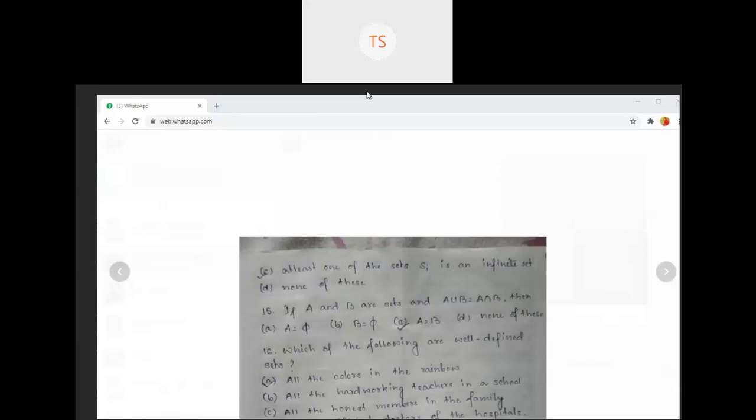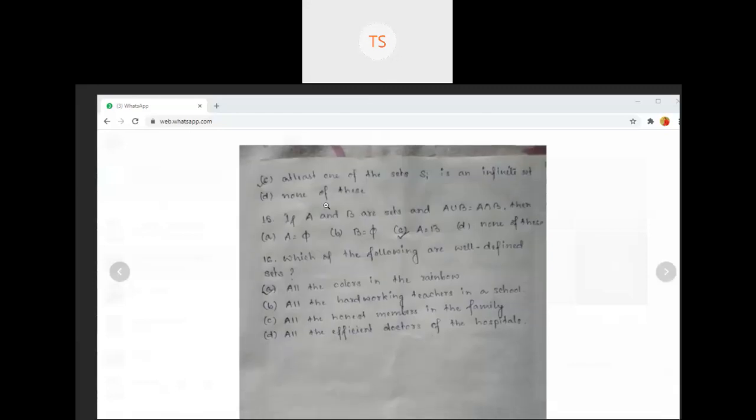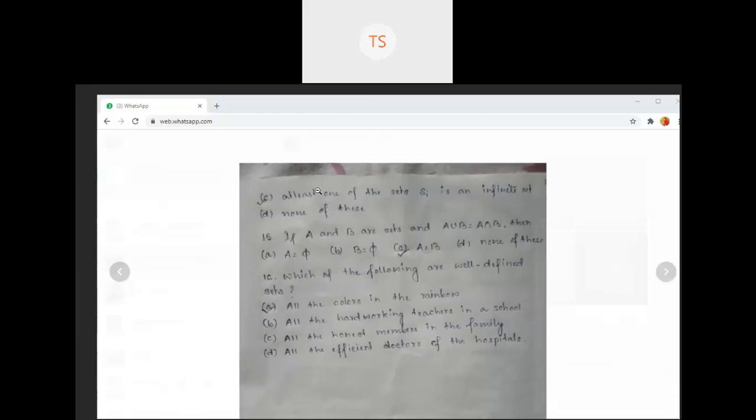But here the question is that set S is an infinite set. So when will you get an infinite set? Whenever any one of the subsets S1, S2, S3 is an infinite set, only then will you get the union as an infinite set. So that's why I have marked option C as the correct option. Okay.